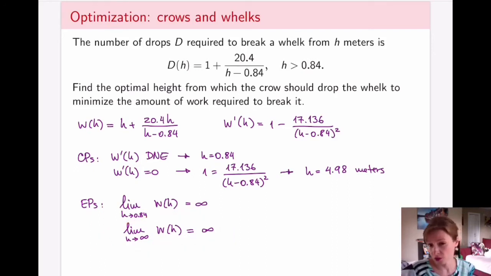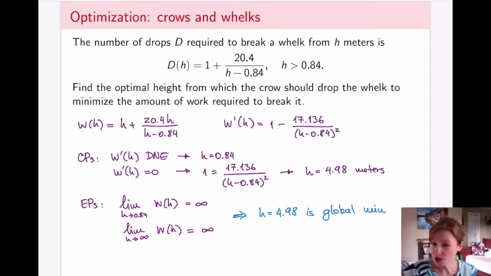Whereas if the crow flies up into space, let's say it stays in the atmosphere or it pretends to be a Baumgartner, it will probably have to only fly once, but it will take an unlimited amount of energy in order to be able to reach that height. So the fact that both of these limits are infinity makes perfect sense in the context of the problem. Now, to analyze which one gives us the global minimum, we simply compare the critical points that we had with our endpoints. So we compare these three numbers to find the smallest one. And of course, the smallest one is the one critical point that is an actual point. And this turns out to be the global minimum.